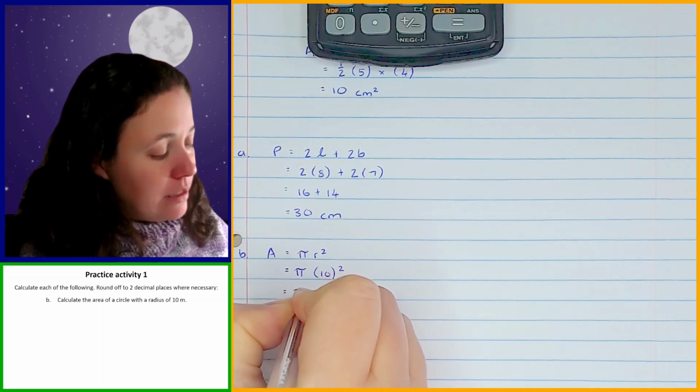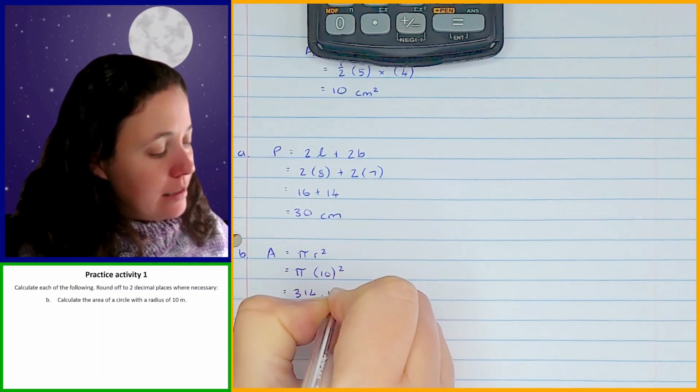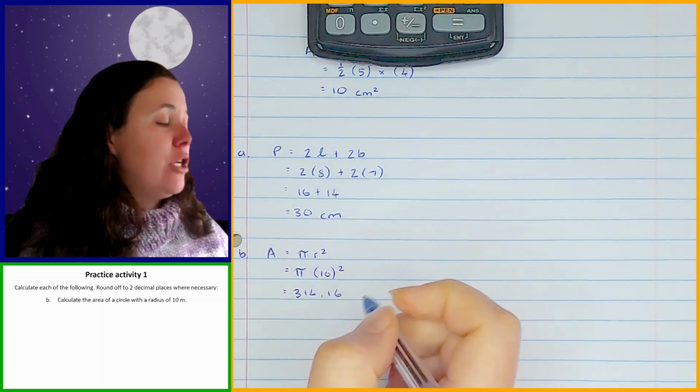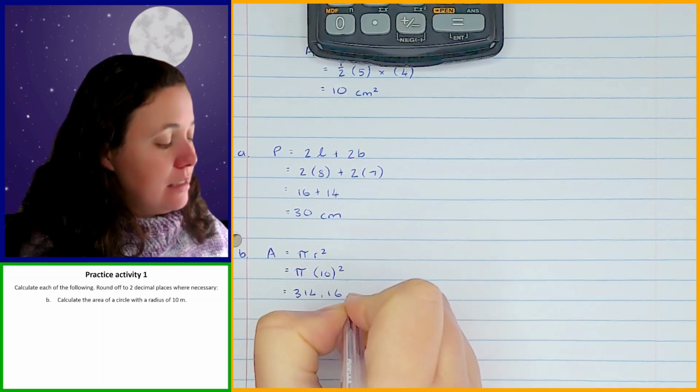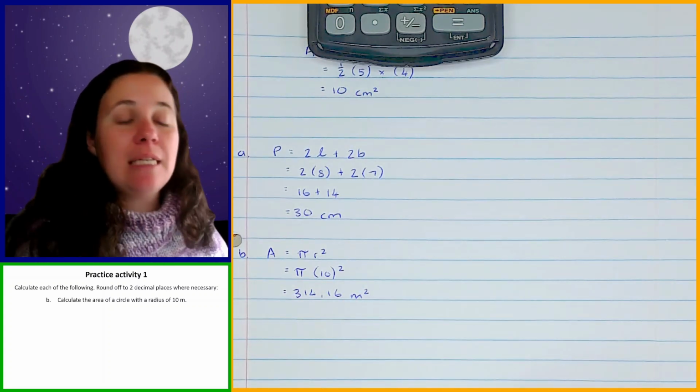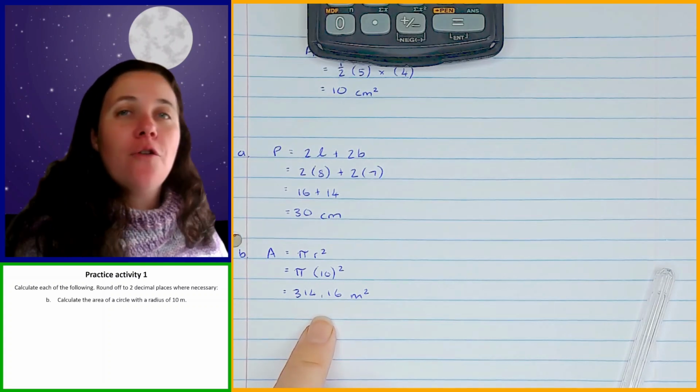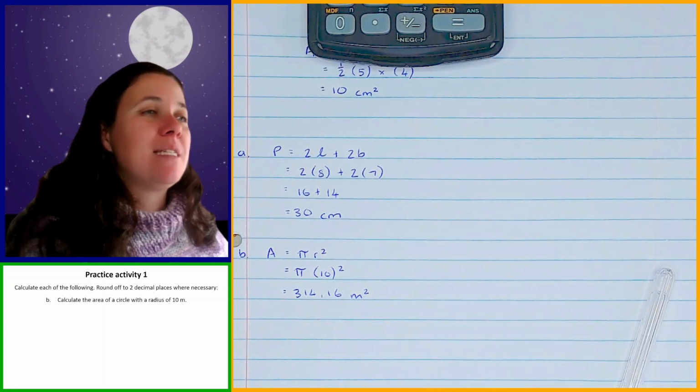So 314.16. And my unit of measurement is going to be meters squared because it is area. Okay, so that you should have got for question B. Right, let's go on to question C.